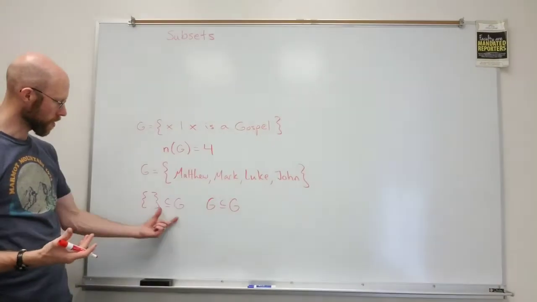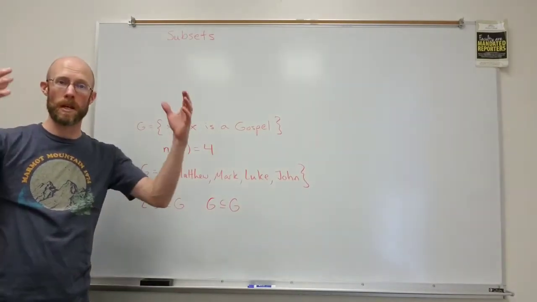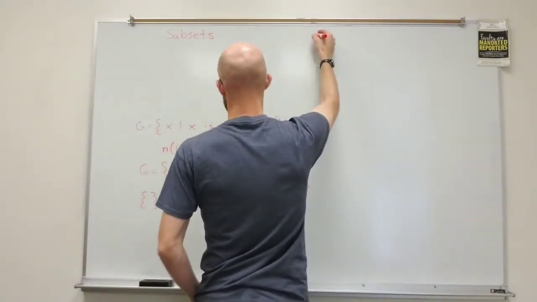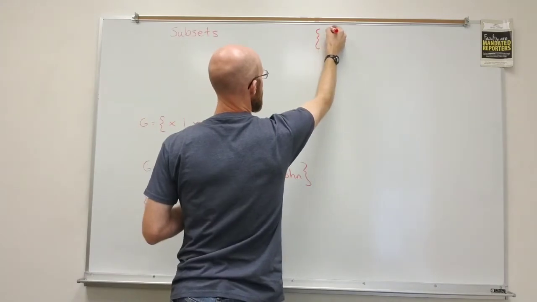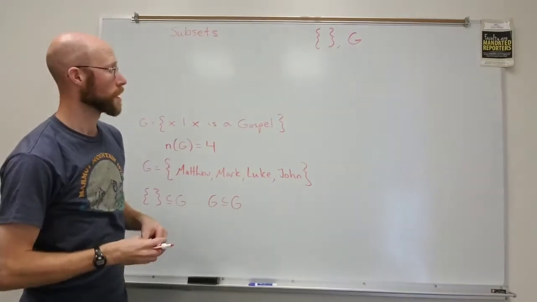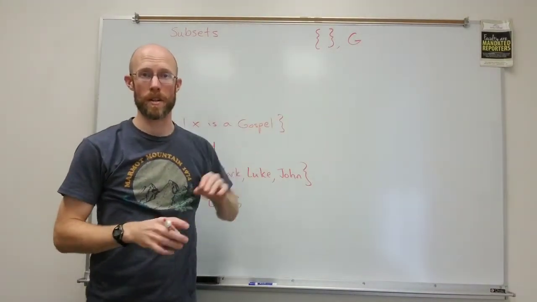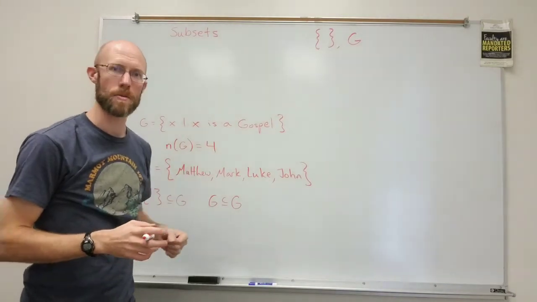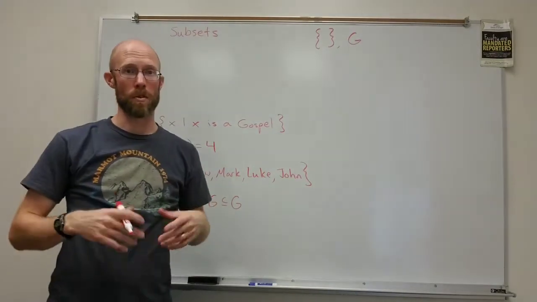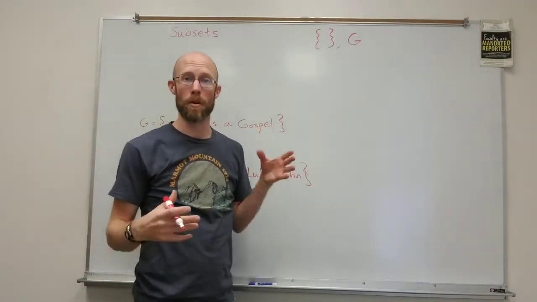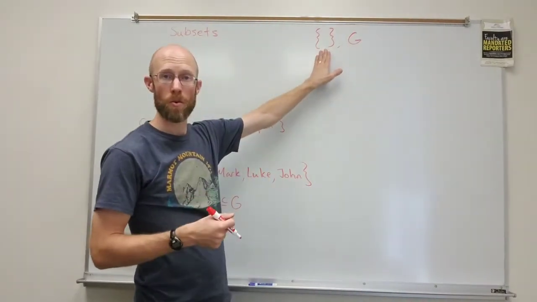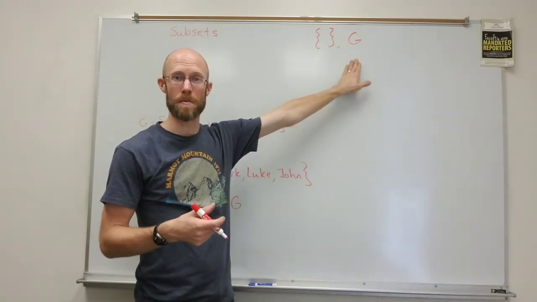While we're at it, instead of writing the subset notation every time, maybe I'll just make a list of all the subsets. Starting over here on the right, I have the empty set and G. So there's a couple subsets. What's interesting is that for these two sets, it doesn't matter what the set is. I could have the set of Gospels here, the set of states of the United States, the set of real numbers. For every set, no matter what it is, no matter how big or small, finite or infinite, the empty set is always a subset, and it is always a subset of itself.